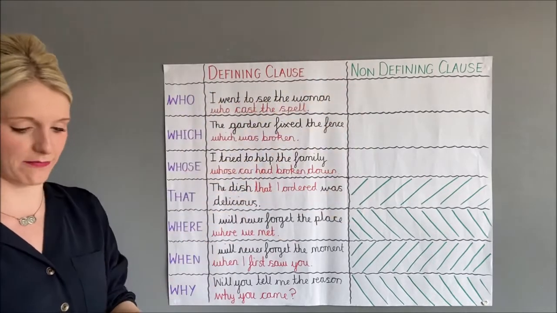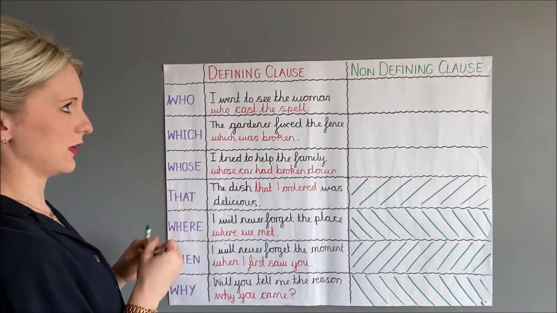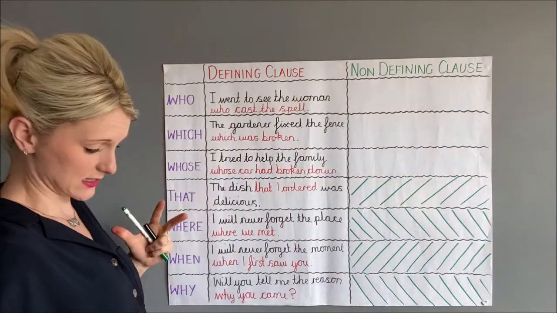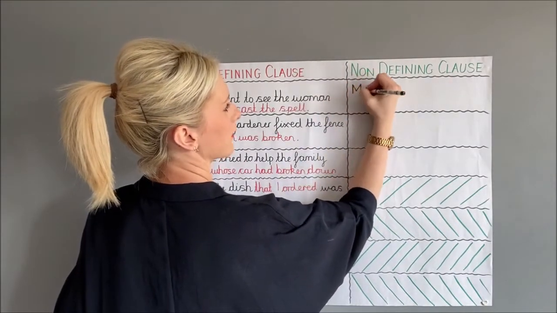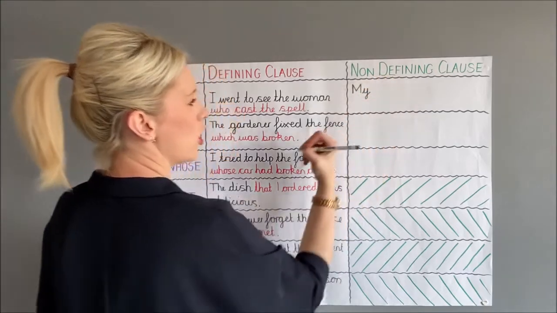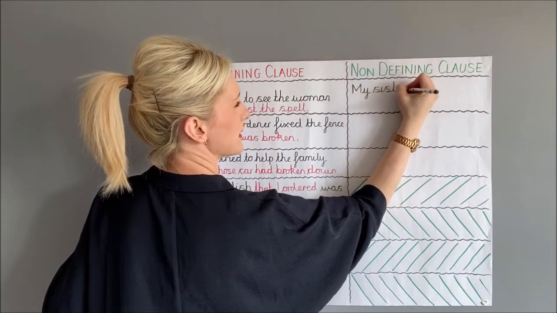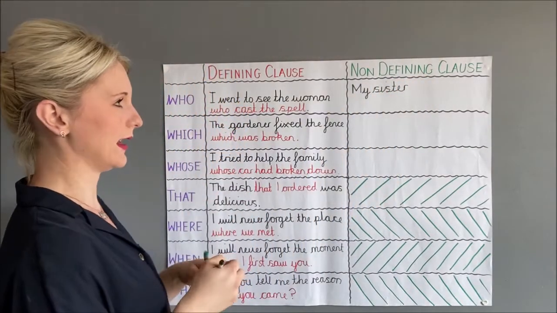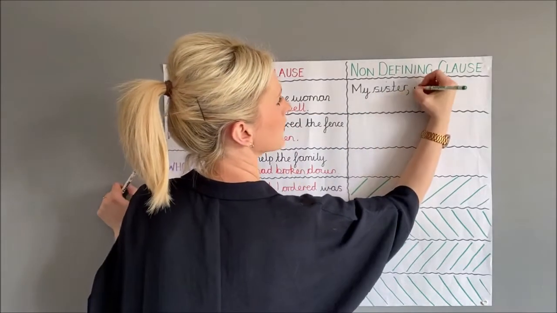Now I'm just going to very quickly fill in these last three boxes for you. These are the ones you're probably more familiar with. So this time my main sentence is going to be, my sister lives in London. Okay, but I'm going to tell you a little bit of extra information about my sister. This time it's not going to be essential because you already know who I'm talking about, my sister. It's quite clear.